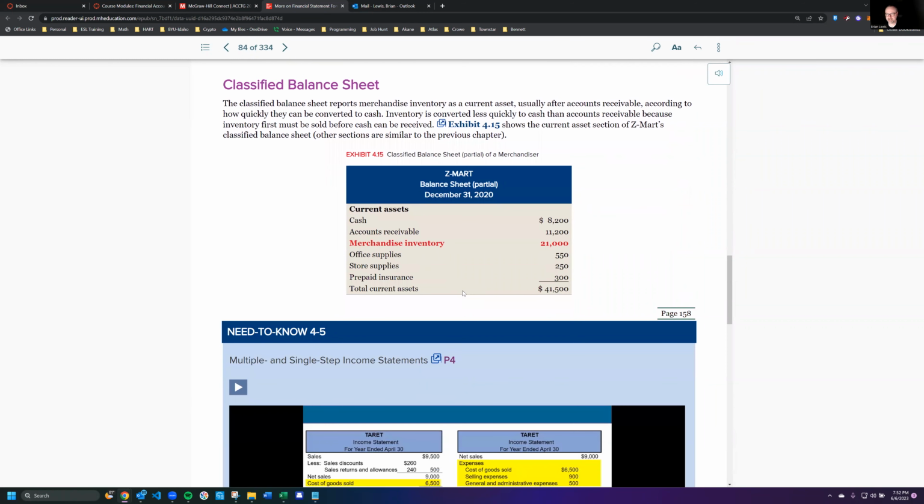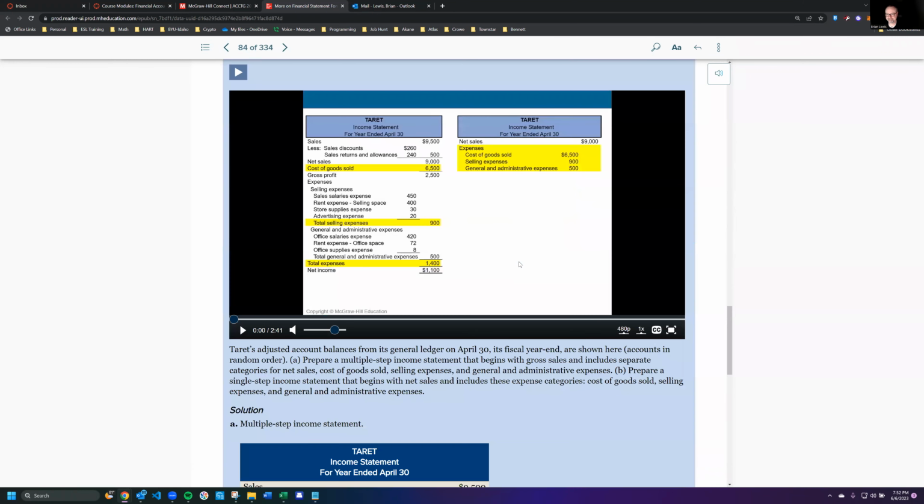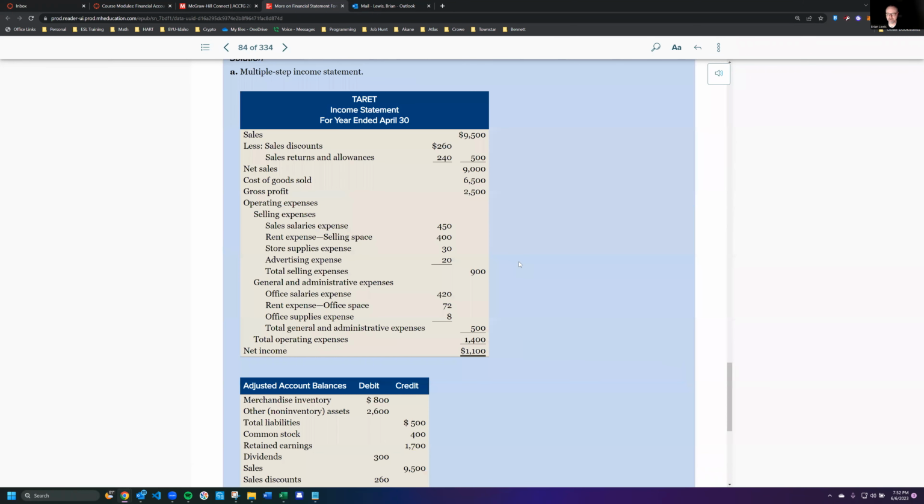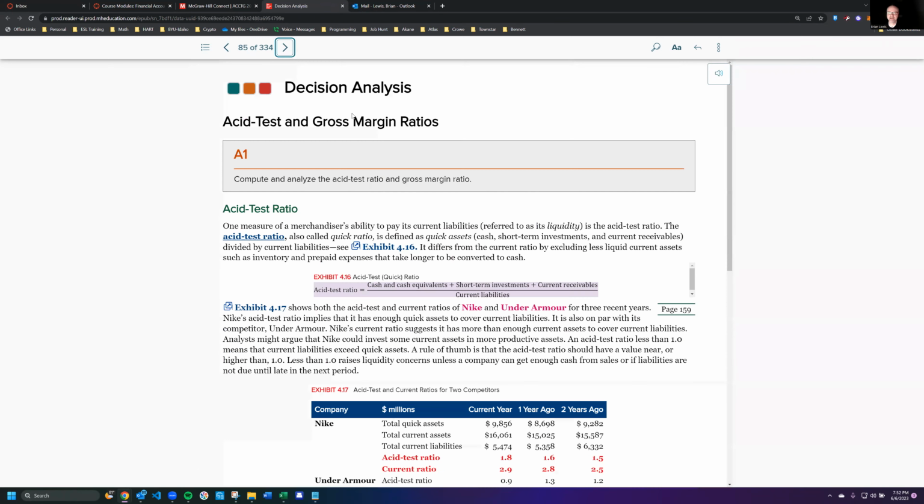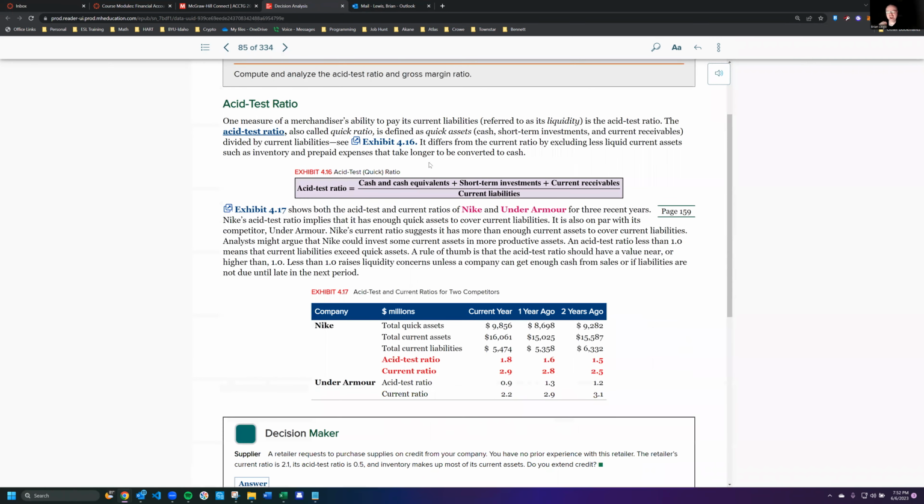Balance sheet, classified, pretty straightforward. Won't go into this in more detail. All right. And lastly, your ratios.